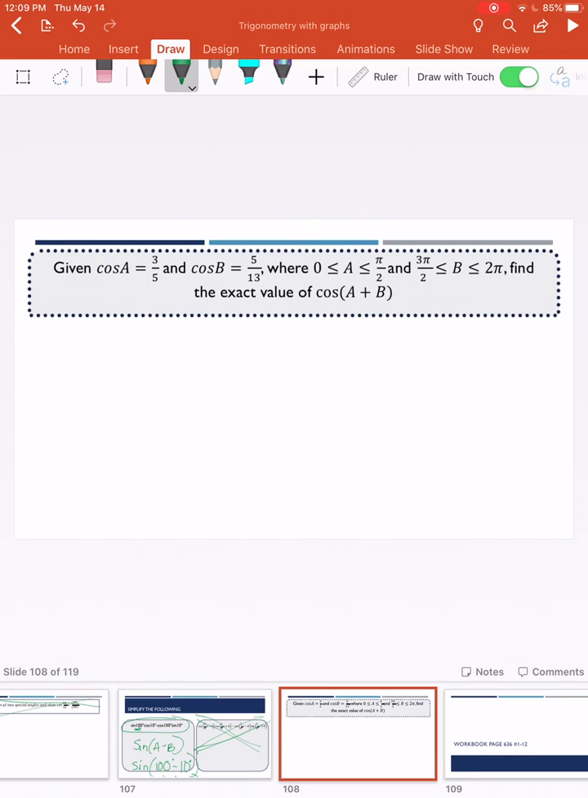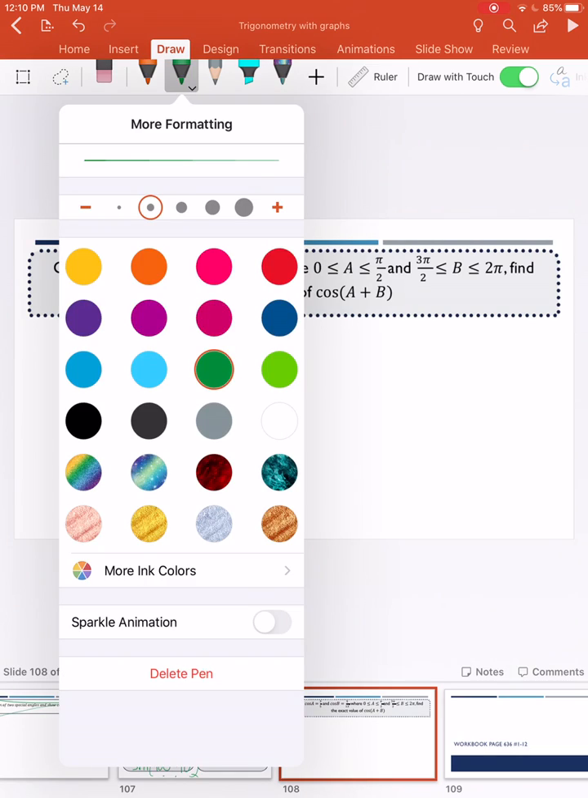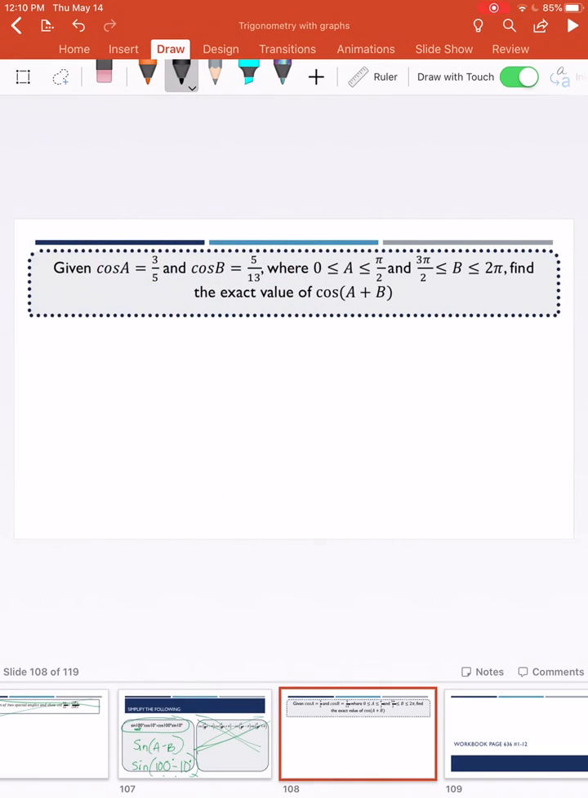Okay, this next question, this one's pretty important. I definitely will be putting one of these on your weekly quiz, 1 or 2 probably. So let's start off by drawing our angles. So cos A equals 3 over 5. You have 2 different angles, so I'm going to draw 2 different pictures, one for each angle. Let's draw a picture for angle A. Let's draw a picture for angle B.